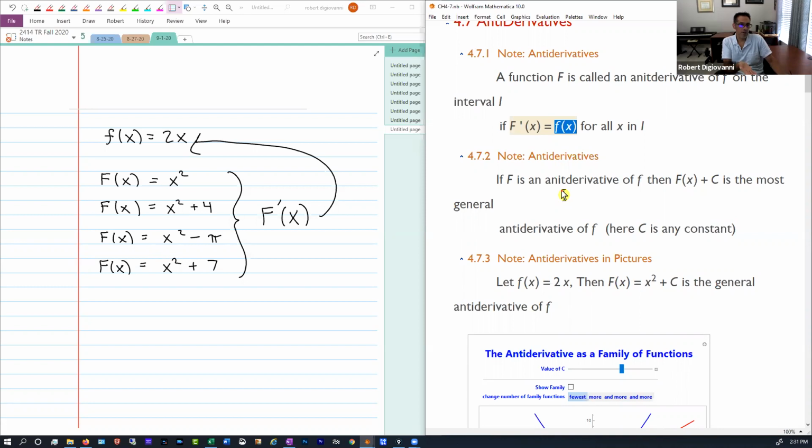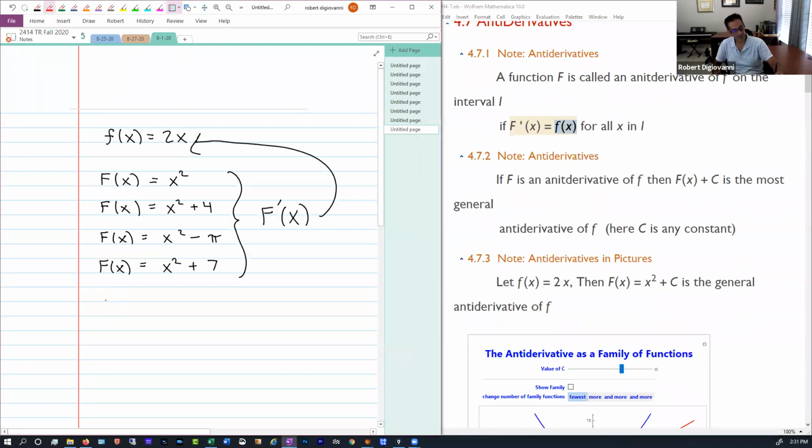Now, we've seen that there are basically an infinite number of answers here, aren't there? Like I could just keep going for the rest of my life. X squared plus 1, x squared plus 2, x squared plus 3, x squared plus a half, for the rest of my life, and I'd never be able to write them all down. So we have something called the general antiderivative, which represents all of them, and that is x squared plus C, capital C. This is the general antiderivative.